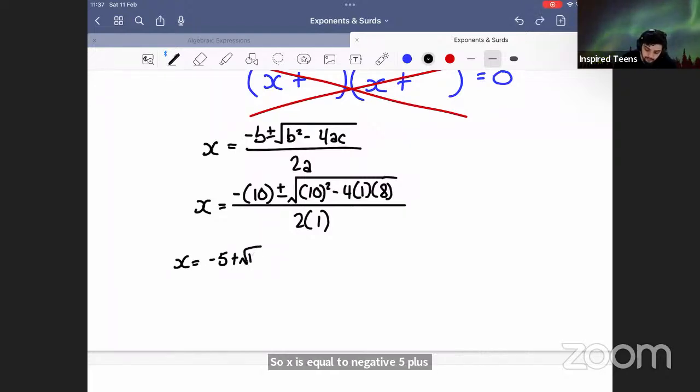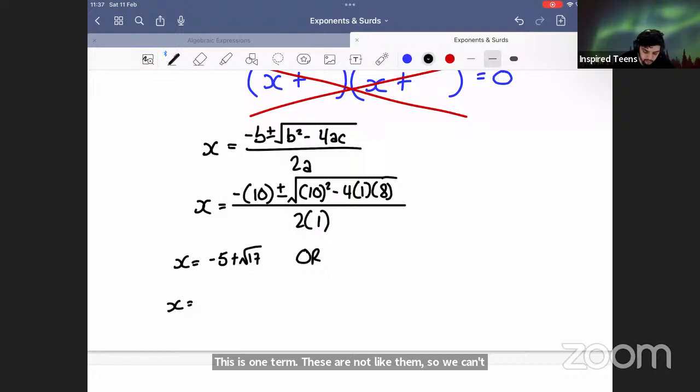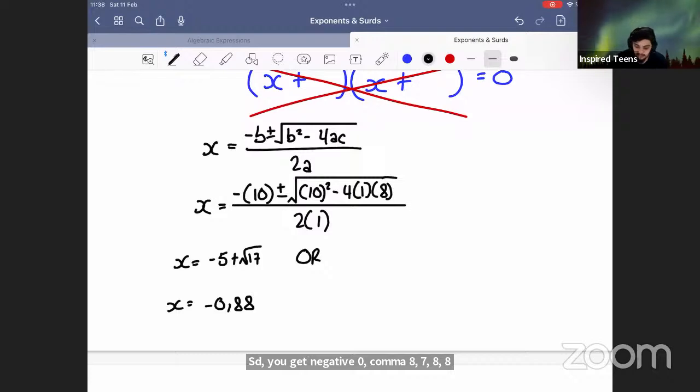Okay, this is one term. These are not like terms, so we can't add them together. So that's fine if you leave it as that. You can even convert it to a decimal by pressing S-D. You get negative 0.8788. Sorry, if you round off to 2 decimal places. I'm not sure if this is what someone typed in the chat earlier.